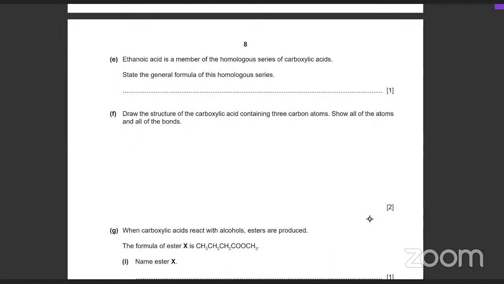As I said, the general formula of the homologous series of carboxylic acid. What's the general formula of the carboxylic acid homologous series? CnH2n. Yeah. O2H.